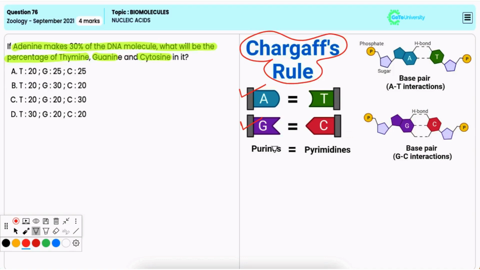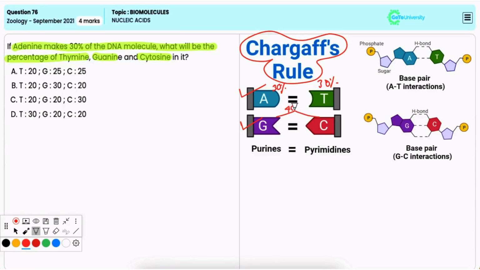It is given that adenine is equal to 30%. Then thymine will also be 30% as A pairs with T. So the remaining 40% of the DNA molecule will be made up of guanine and cytosine.